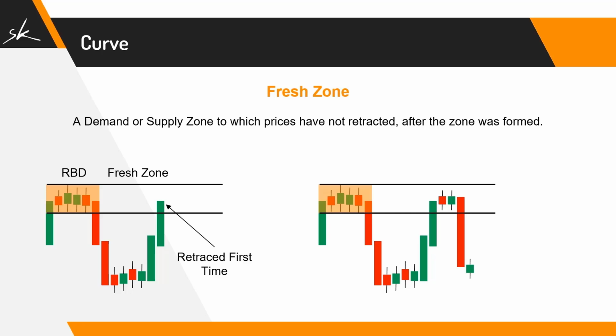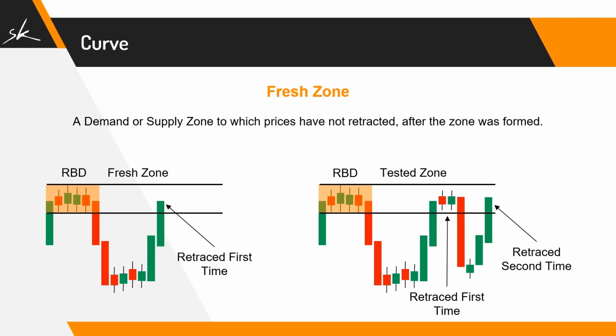If you look at the example on the right, we have a structure of rally, base, drop. After the zone was formed, price has already been back to the zone once, which is called the first retracement. Therefore, this is a tested zone. If the price starts again coming back into the zone, it will be called the second retracement.